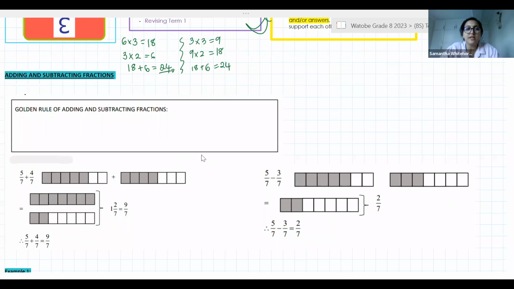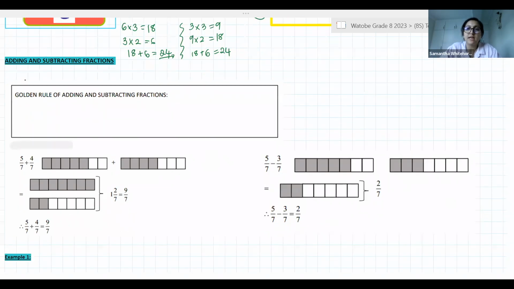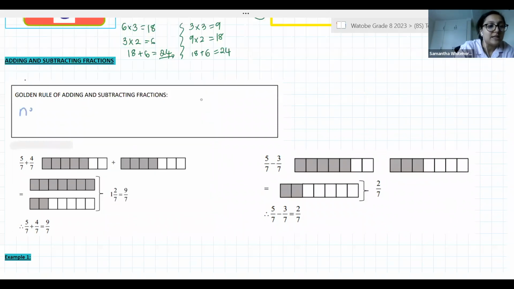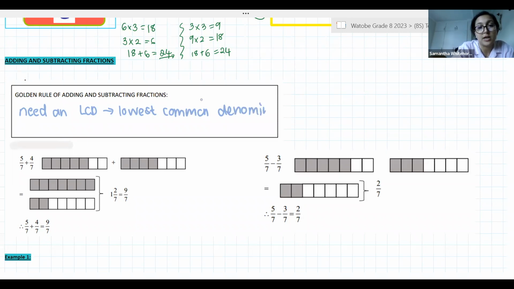Now, guys, the very first thing that we need to know is that in order for us to add or subtract fractions, we have to have something in place. You can call it the golden rule, whatever you want. That thing that we have to have is an LCD. LCD stands for lowest common denominator. It's the smallest number that both or all of your denominators can divide into. And we have to have a lowest common denominator in order for us to add or subtract fractions.